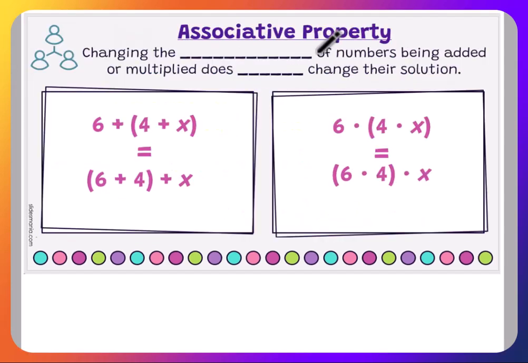This property is what we call the associative property. Changing the grouping of numbers being added or multiplied does not change their solution. Okay?